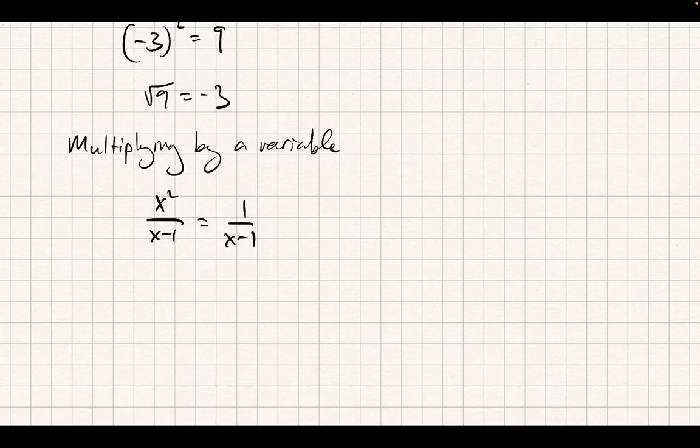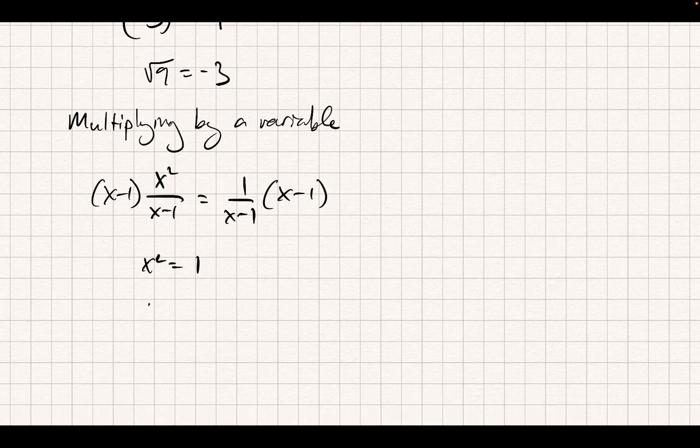So multiply each side by the opposite, so multiply each side by x minus 1 over 1. Yeah, so you cancel it. Just multiply by x minus 1. That gives us x squared equals 1. Then to solve, x equals plus or minus 1.